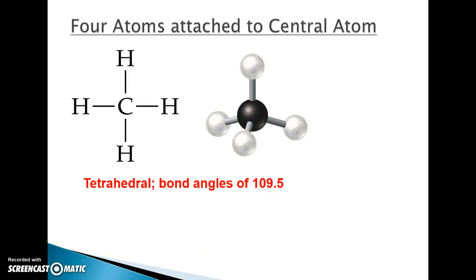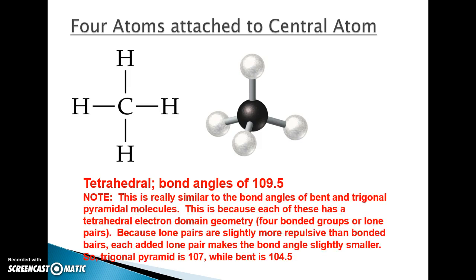Now, if we think back to the bond angles that we've previously looked at for bent and trigonal pyramid, we notice that they're kind of similar, 104.5, 107, and 109.5. So this is pretty significant. This is because each of these has a tetrahedral electron domain geometry. So that means 4 things around a central atom. In water, it had 2 bonded groups and 2 lone pairs, 4 things, tetrahedral electron domain geometry. And in trigonal pyramid, it had 3 bonded groups and 1 lone pair, again, a tetrahedral electron domain geometry.